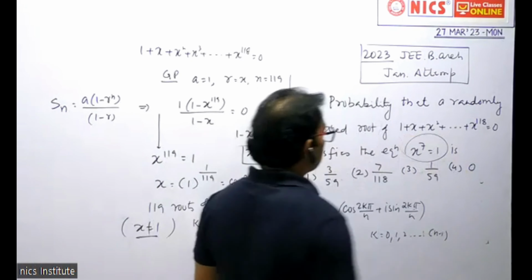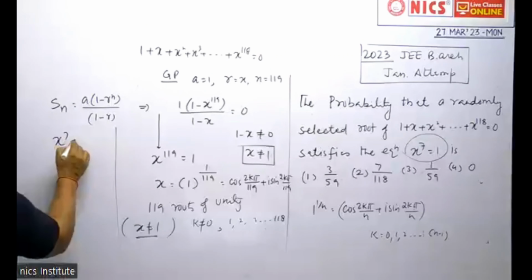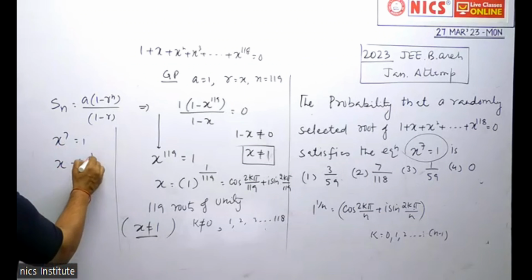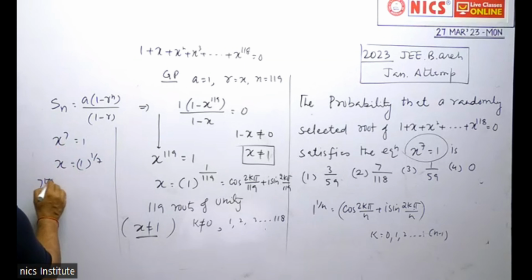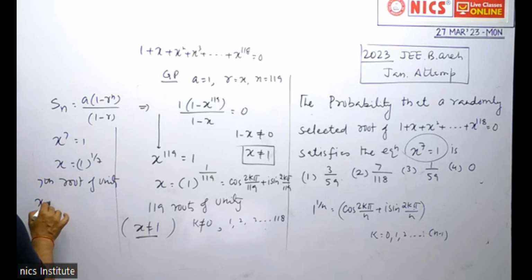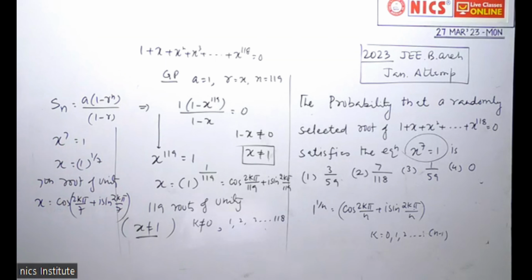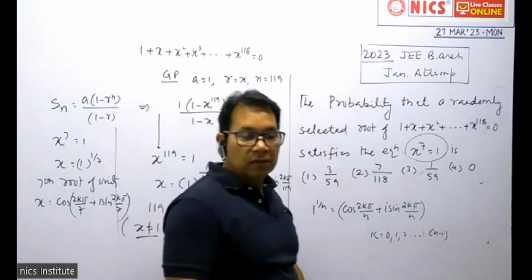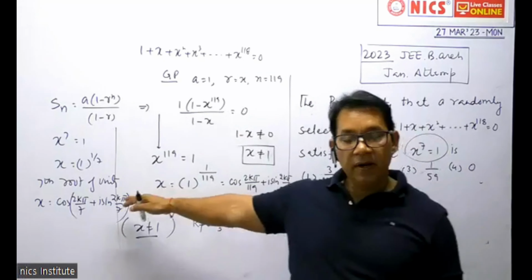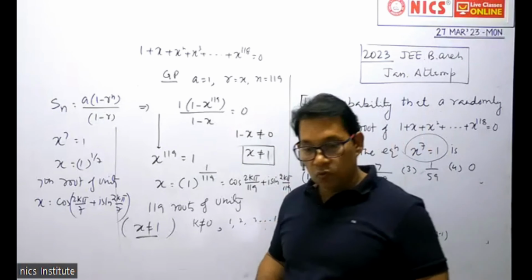What is this? This is nothing but the 7th root of unity. X is basically cos 2k pi by 7 plus iota sine 2k pi by 7. This is the 7th root of unity. So these are the favorable number of roots. 118 would be the total number of roots.